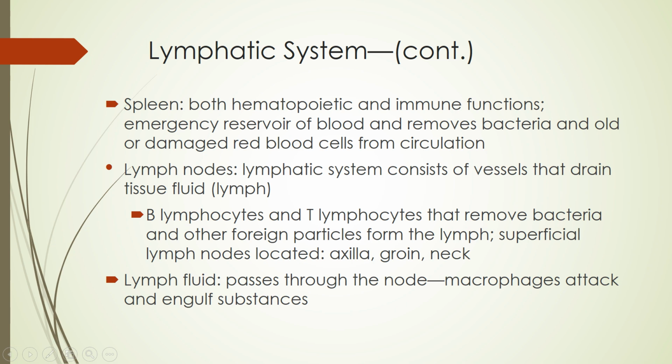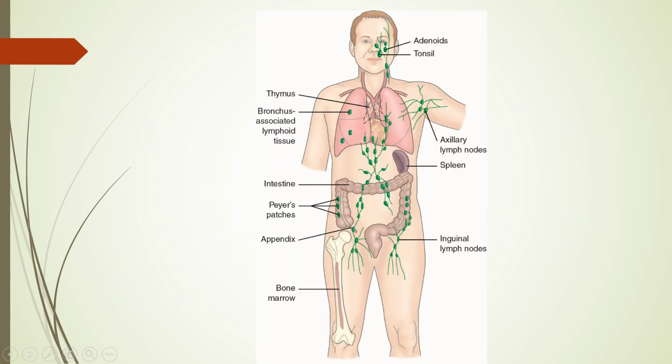Superficial lymph nodes are located in the axilla, groin, and neck. Lymph fluid passes through the nodes. Macrophages attack and engulf substances. All right, so this is a little picture of where they're at. As you can see from the picture, the lymph system goes everywhere, and you can feel the nodes when there is an infection in the body of the person. Okay.